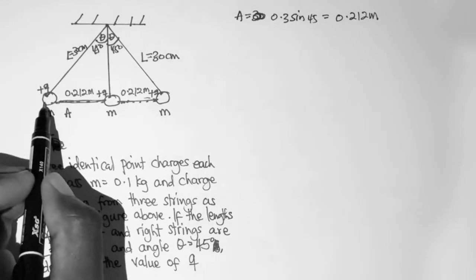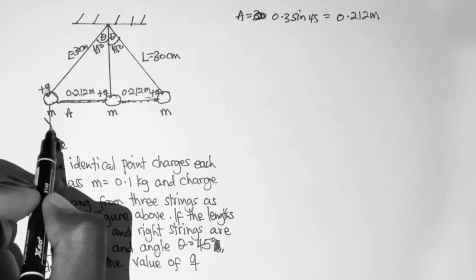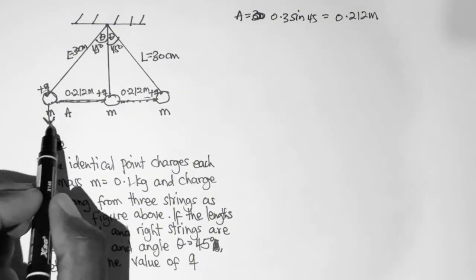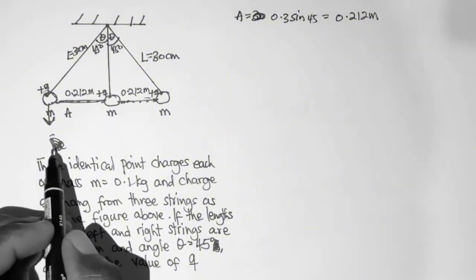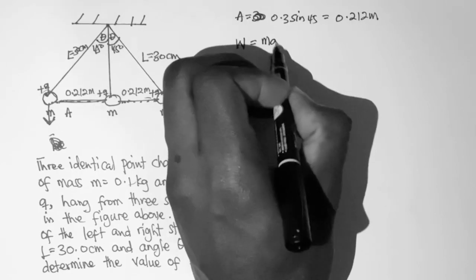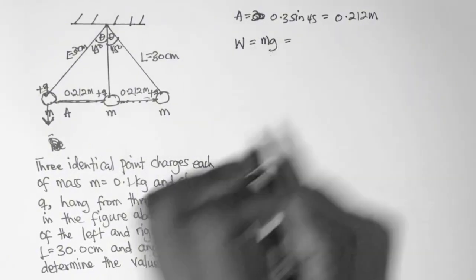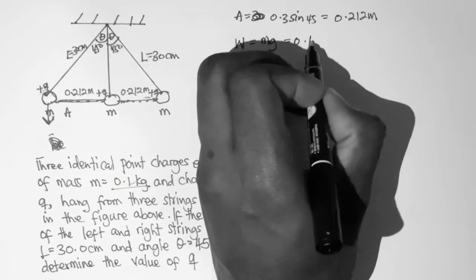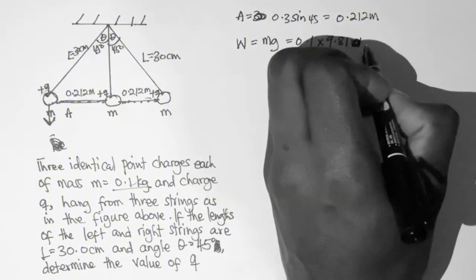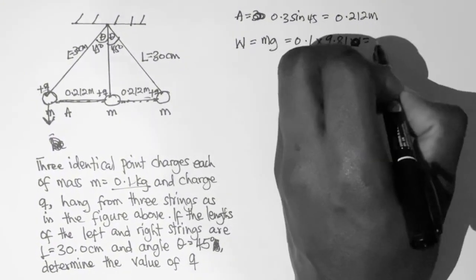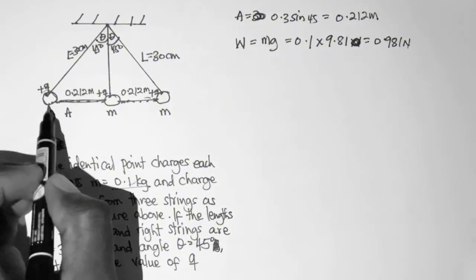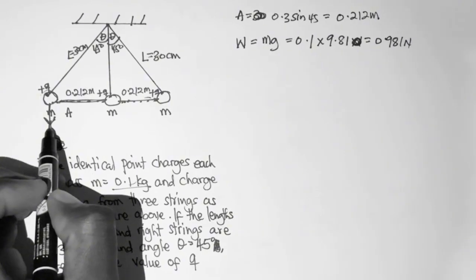However, you can see that there is a mass here, and this mass is acting downwards. We're given the mass 0.1 kilograms, so we can find the weight of the point charge. The weight of the charge is equal to the mass times gravity. The mass was given as 0.1 kilograms, and gravity is always 9.81. If you compute that, you are going to get 0.981 newtons.